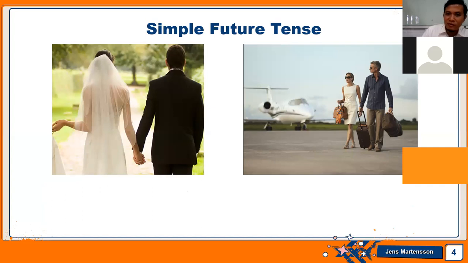Okay, so simple future tense. Can you give me an example of simple future tense, or maybe based on the picture?